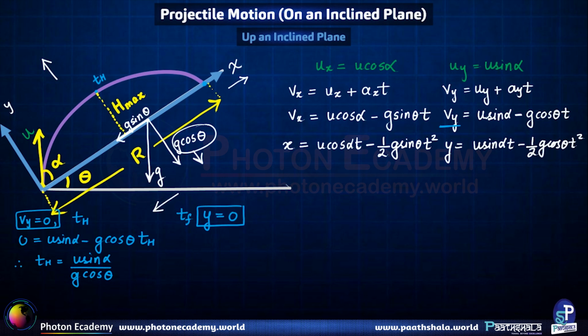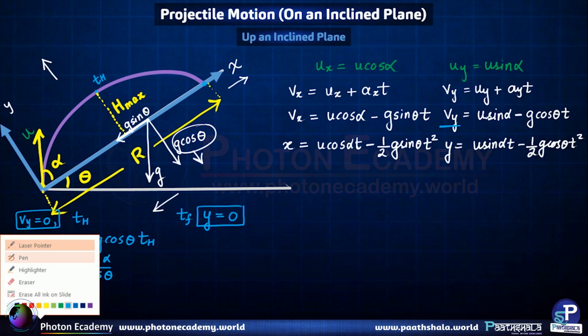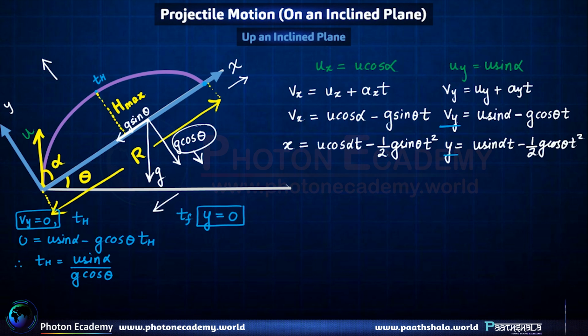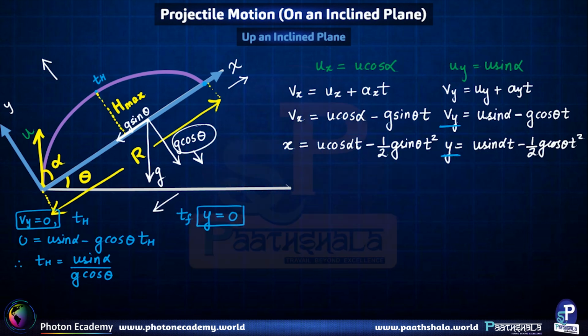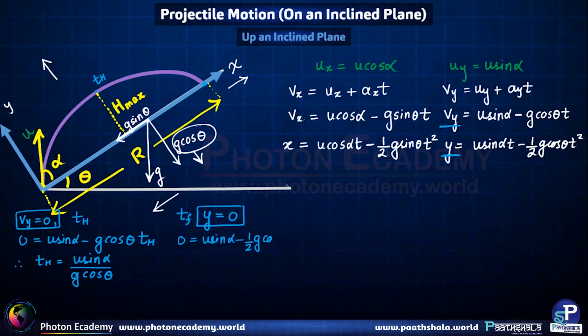So using this nugget of physical intuition, we can write y equal to 0 as per the equation y is equal to u sin alpha t minus half g cos theta t square. Putting this equal to 0, I get 0 is equal to (u sin alpha minus half g cos theta t) whole into t. I have taken the liberty to skip a mathematical step, and I have taken t common outside. So this t equal to 0 and this bracket equal to 0 are the two solutions of this equation.